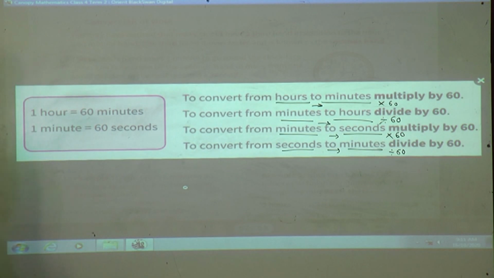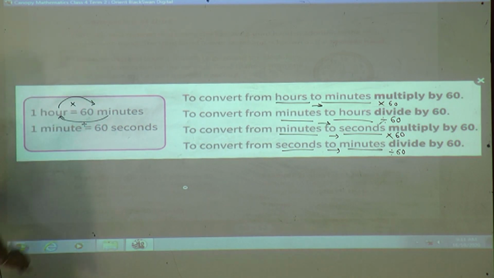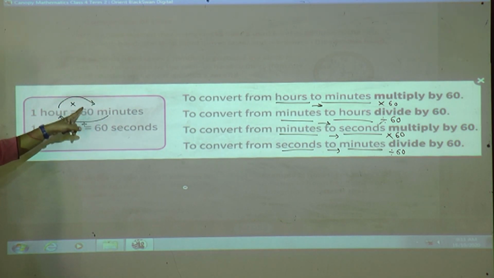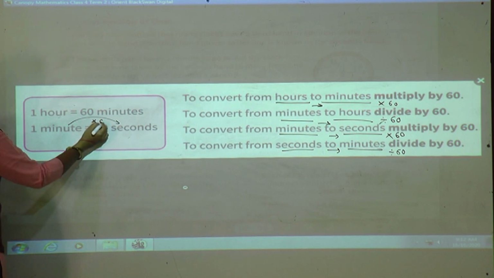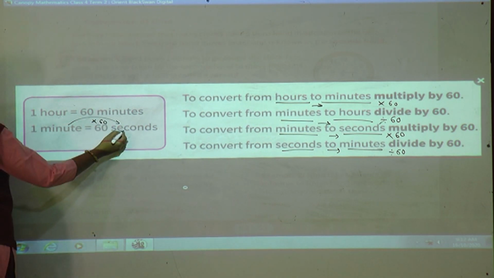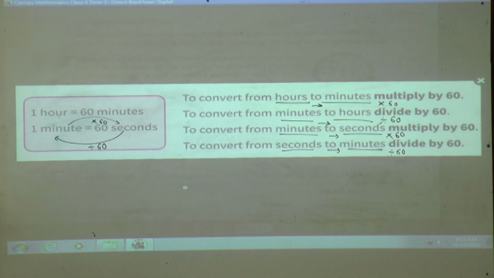I'll repeat again. Hours to minutes means multiply, and minutes to hours means division. Hours to minutes multiply by 60 and minutes to hours divide by 60. And in the same way, if you want to convert minutes to seconds, you have to multiply by 60. And if you want to convert from seconds to minutes, divide by 60. Is that clear? Very easy. This you have to keep in your mind.